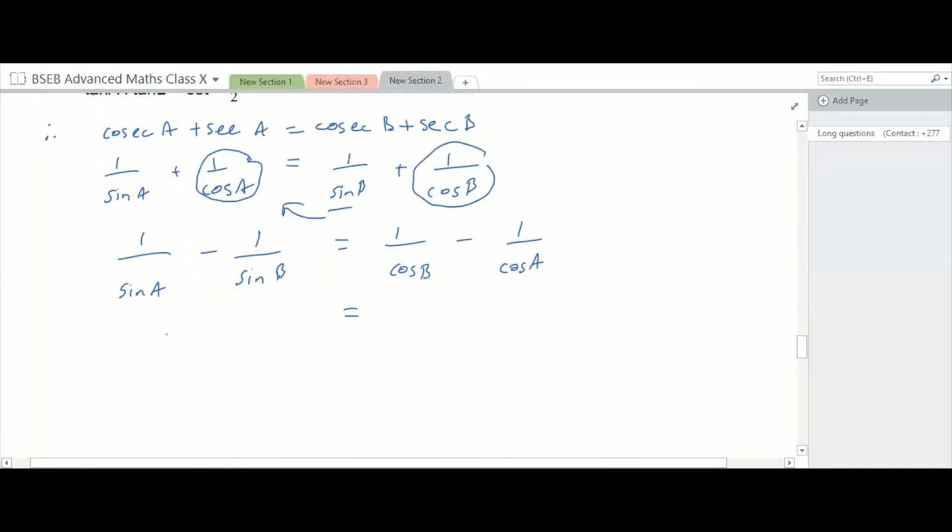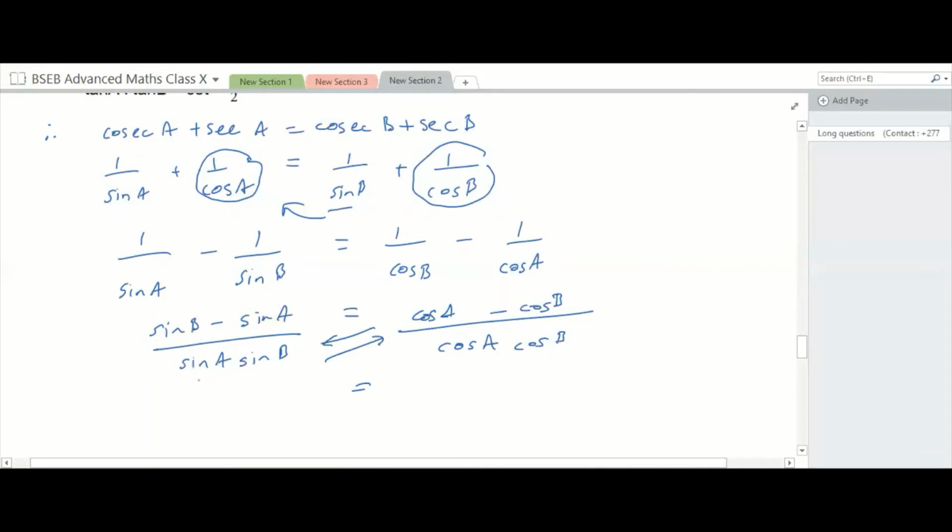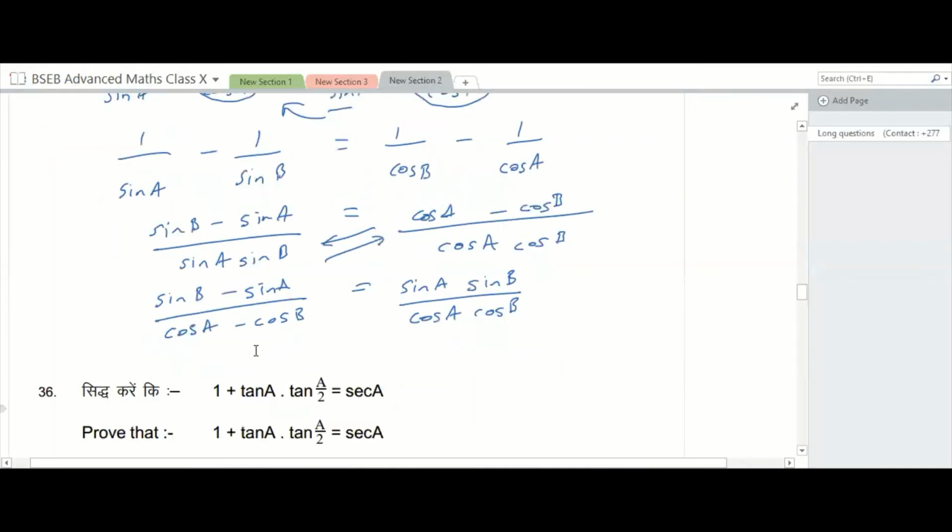So what we have here is sine B minus sine A over sine A sine B is equal to cos A minus cos B over cos A cos B. Taking this over and bringing this down here, we have sine B minus sine A over cos A minus cos B is equal to sine A sine B over cos A cos B. So guys, what we're coming to across here is, just need to do a little bit of algebra to get this right.